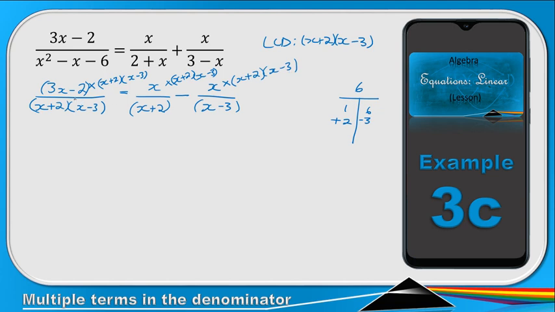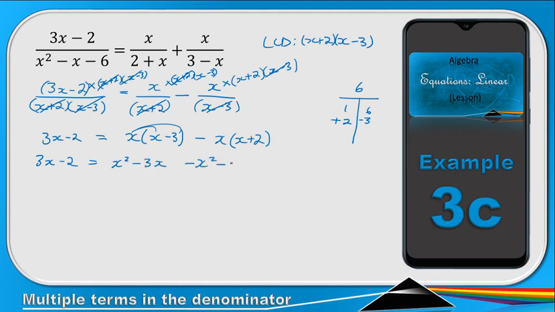Okay, so let's start by cancelling. So these guys cancel completely. And then x plus 2 cancels, and we've got x minus 3. That cancels. So what is left is then 3x minus 2 equals x times x minus 3, and then minus x times x plus 2. And then multiplying out these brackets, we have 3x minus 2 equals, so this goes in, we've got x squared minus 3x, and then minus x squared minus 2x.